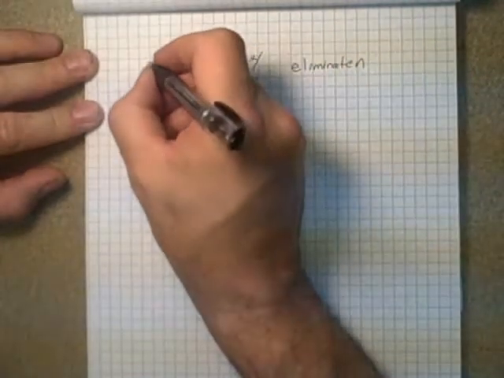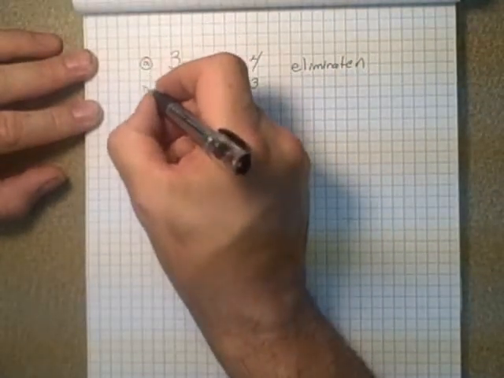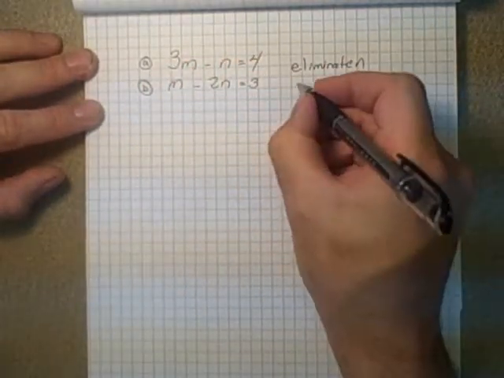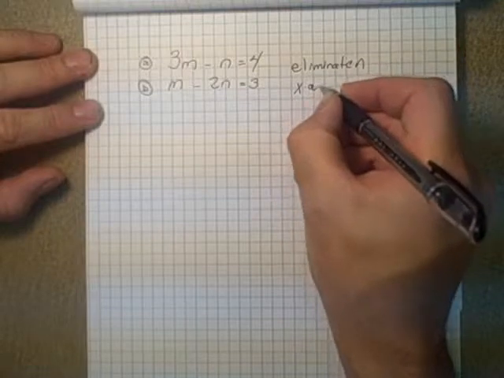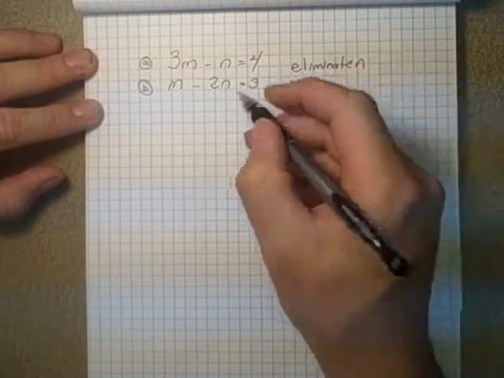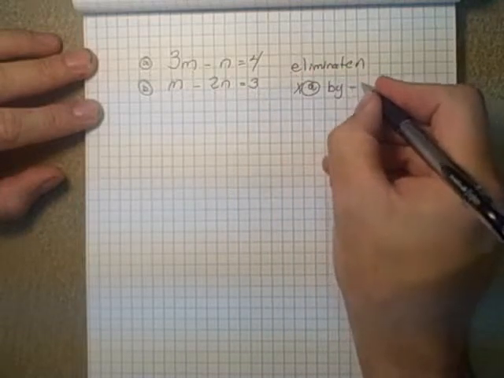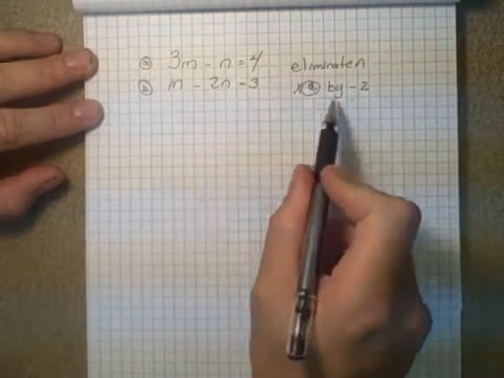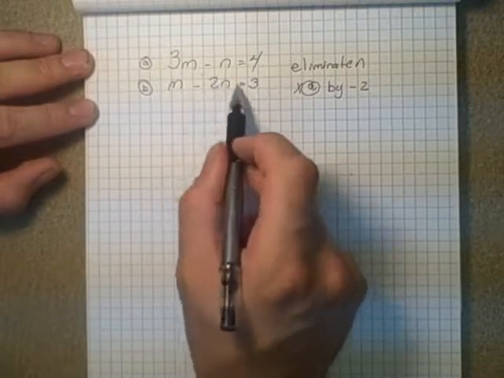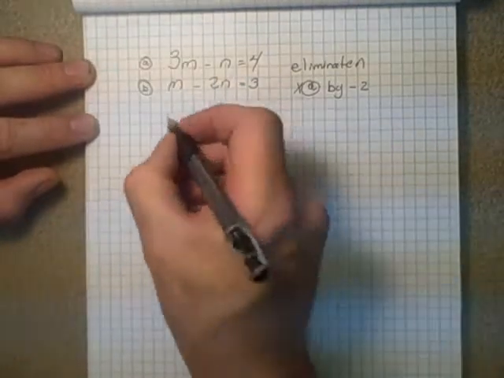Let's say that this is A and this is B. Eliminate n. I'm going to multiply equation A by -2. That would change that. -2 times -n is 2n positive, which would be the opposite of this. So that's what I'm going to do first.